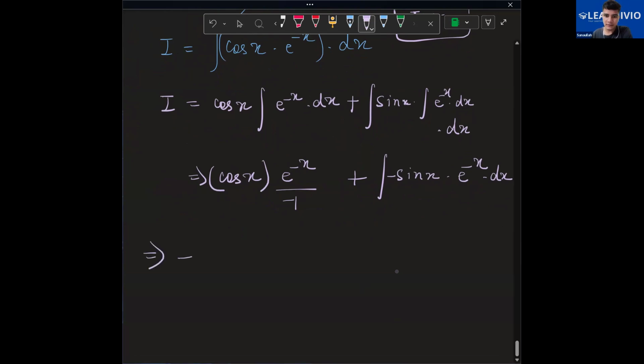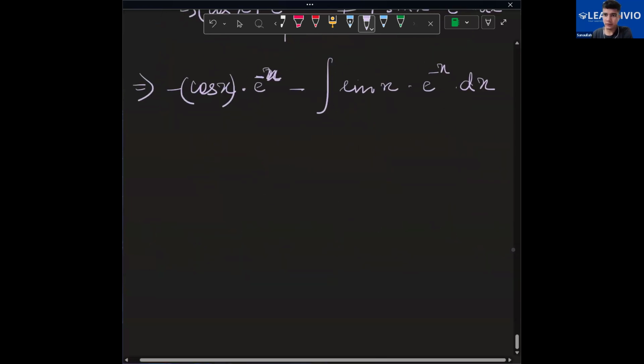Here you will get minus of cos x into e power minus x, and here e power minus x sin x dx. Now you have to apply one more time the integration by parts in this step.